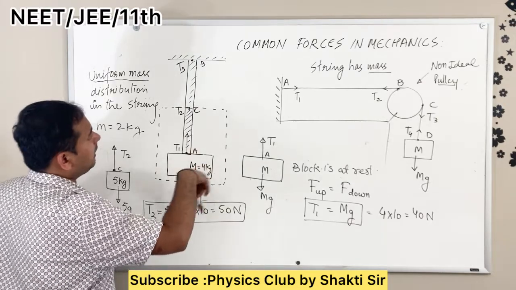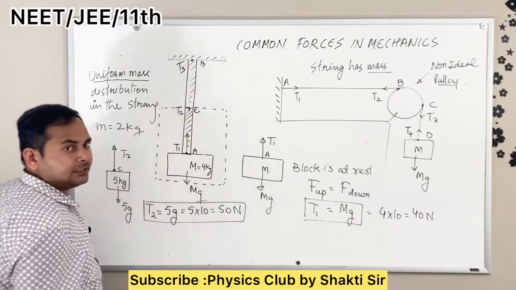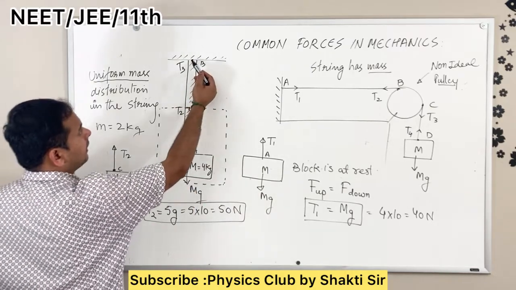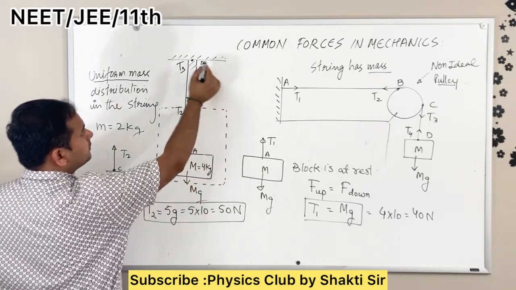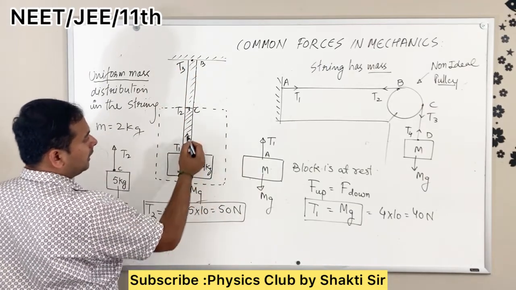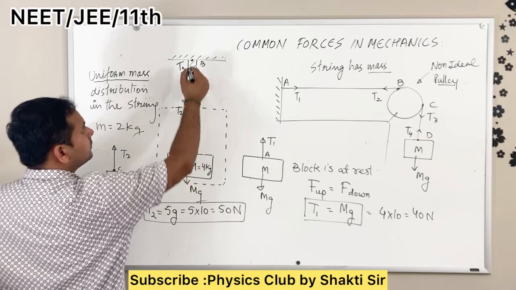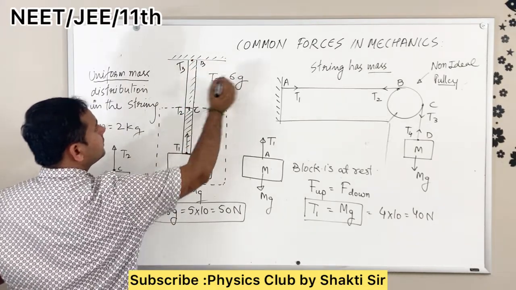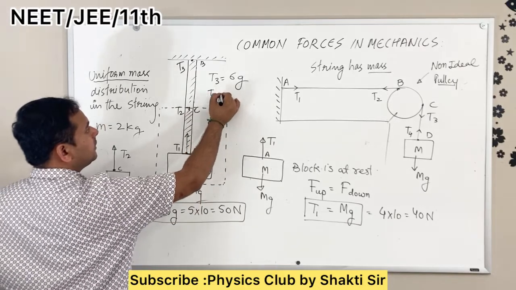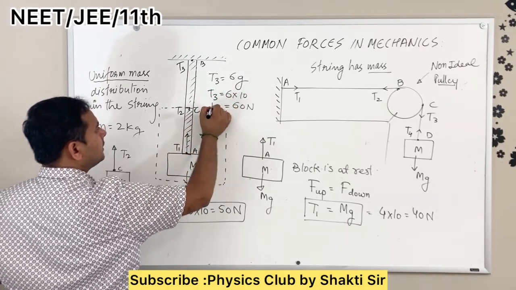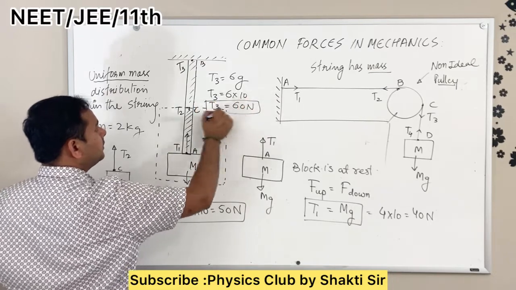Again, in the same manner, we are going to calculate the value of T3 at point B. When we consider point B, the system has a total mass of 6 kg, 4 kg due to the block and 2 kg of the string. So here the tension T3 equals 6g. So T3 equals 6 times g equals 10, so 60 Newton is the tension at point B.